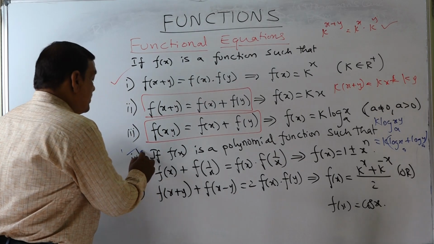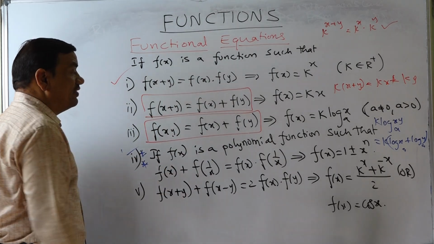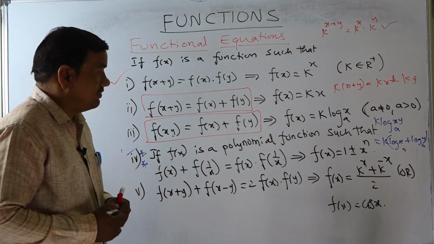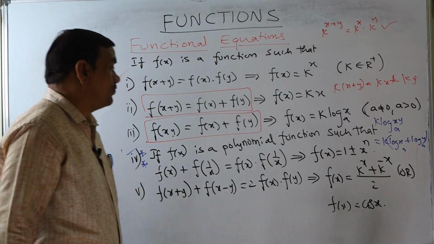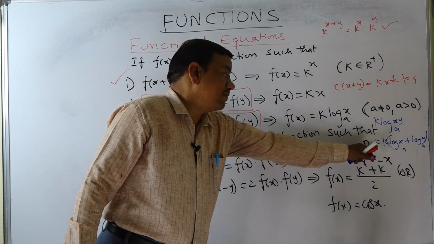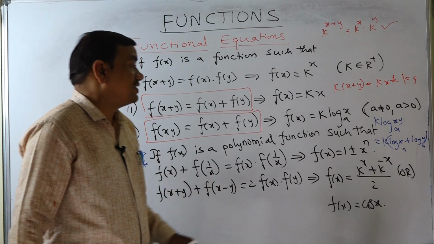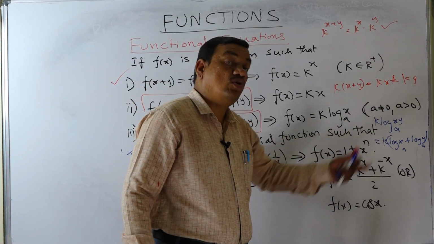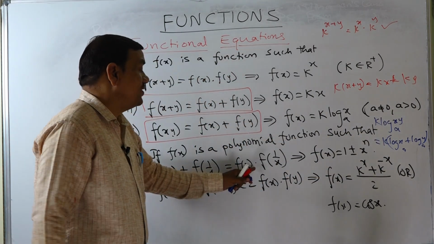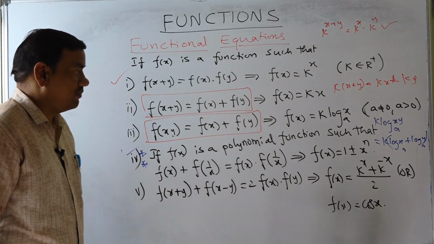So this is also a very important equation. Often we will come across this type of equations. You can do the proof. This is f of 1 plus x power n, plus f of 1 by x, meaning 1 plus 1 by x whole power n. So if you simplify, you will get f of x into f of 1 by x.